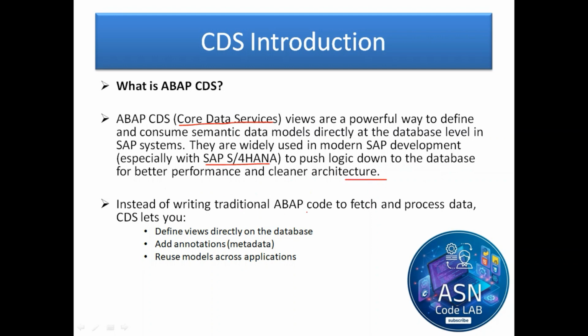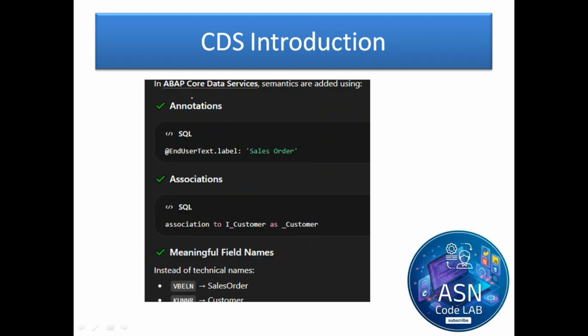Instead of writing traditional ABAP code to fetch and process data, CDS lets you define views directly on the HANA database. It will allow you to add annotations and you can reuse models across applications. So, what does this sentence mean? Consume semantic data models directly at the database level in the SAP system. And also, it allows annotations. So if you see here, ABAP Core Data Services semantics are added either through annotations or through associations.